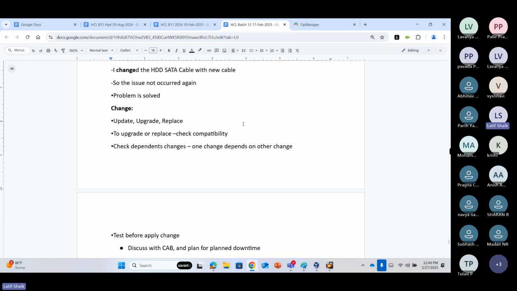If you do one change, it may lead to another change. For example, you update your antivirus, maybe a dependent change is also required. Maybe you updated your drivers, the dependent change may also be required. You updated your operating system, maybe that application also needs to be updated. So, dependency change: one change may require other changes.